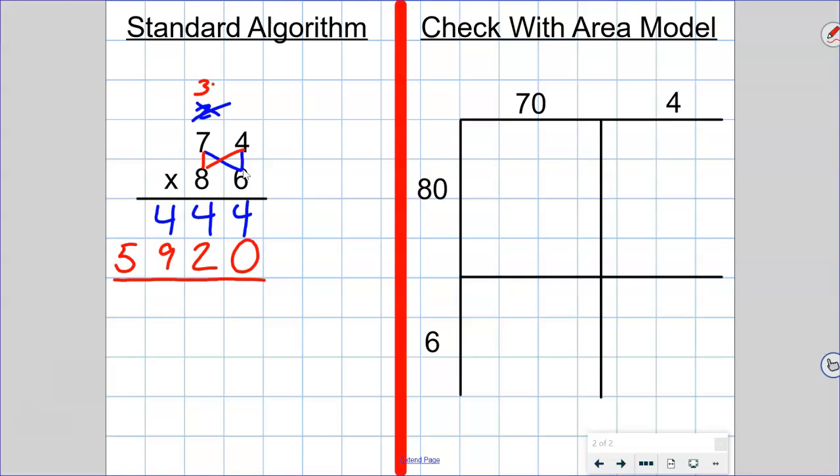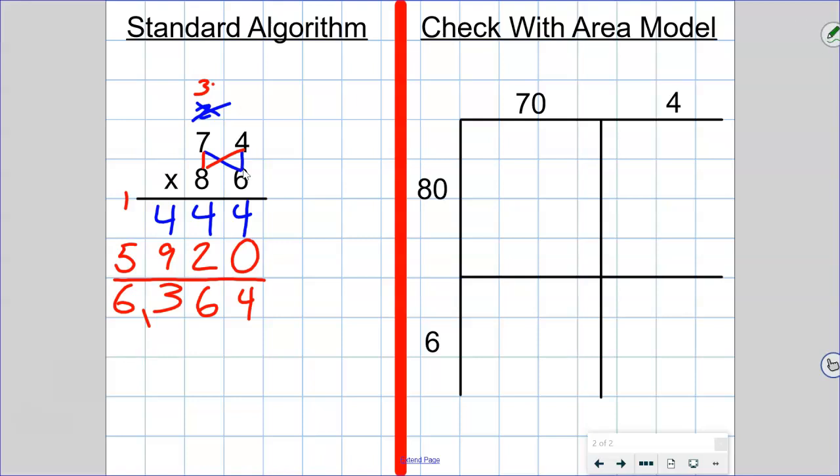And we're going to add them up. 4 plus 0 is 4. 4 plus 2 is 6. 9 plus 4 is 13. Carry the 1, leave the 3, and then 5 plus 1 gives me 6. 6,364. Now I'm going to come over to the area model and see if my parts end up giving me the same thing.